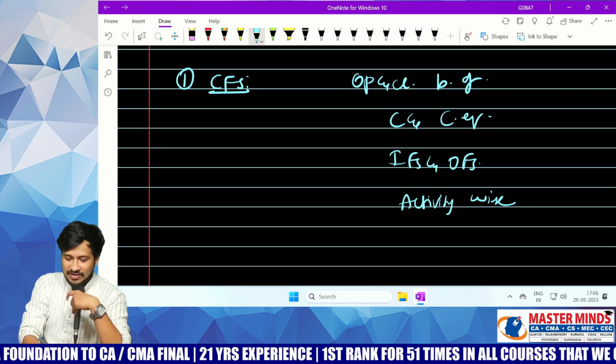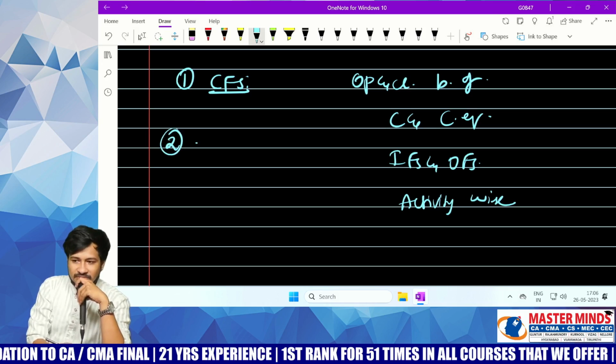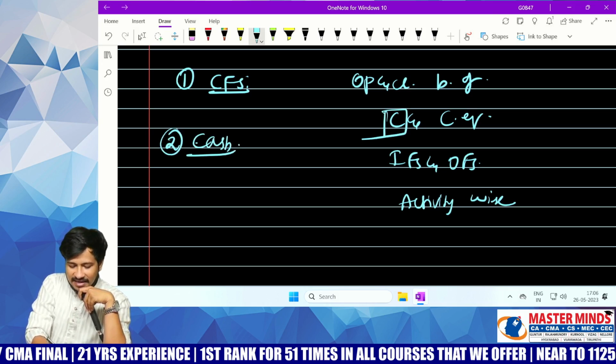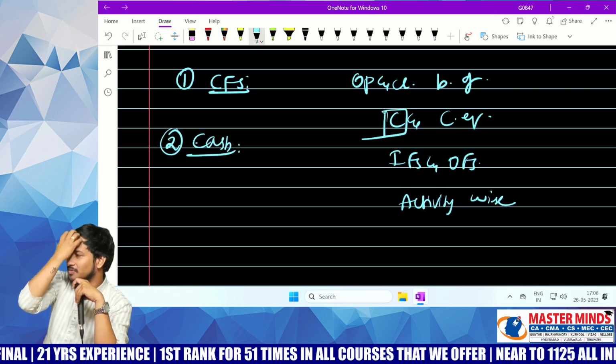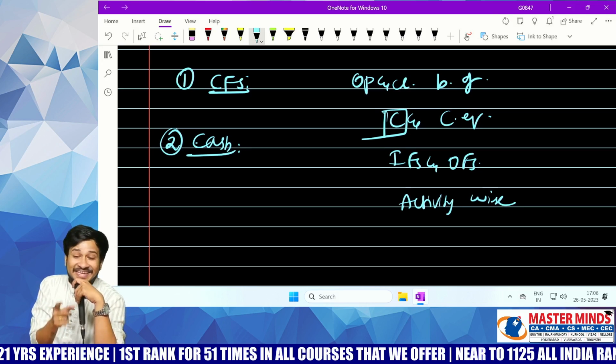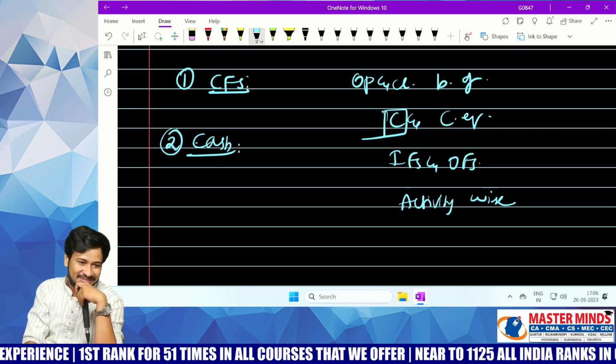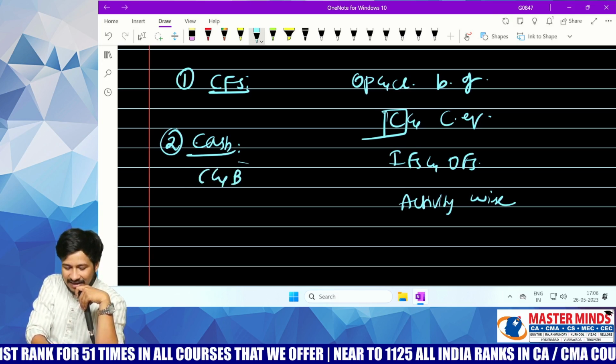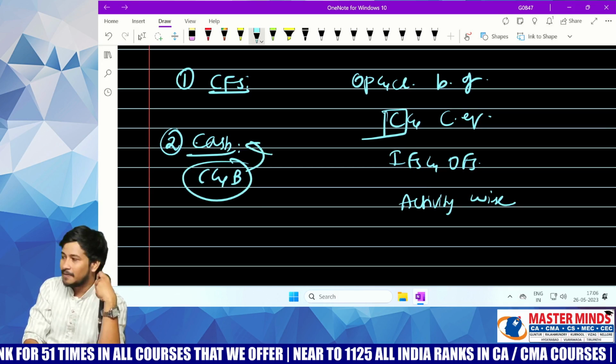Fine. So we have to start definition number 2. Definition number 2 is cash. What is cash? My dear children, normally cash is different and bank is different. But in this standard, both cash and bank are included in cash.